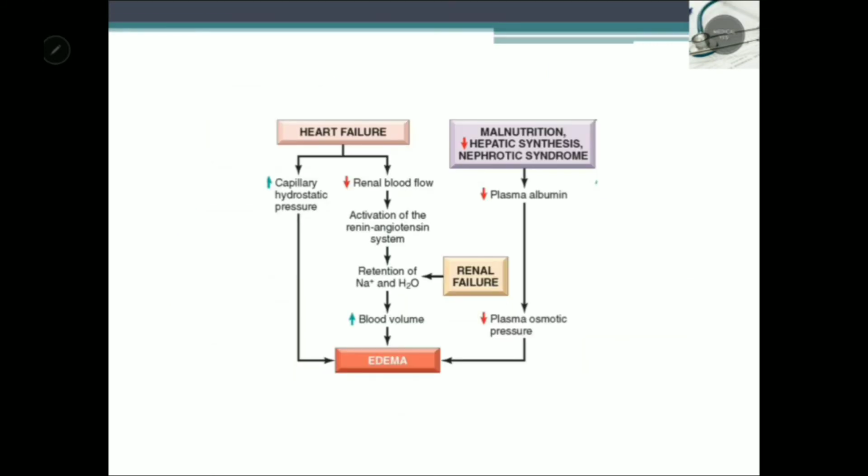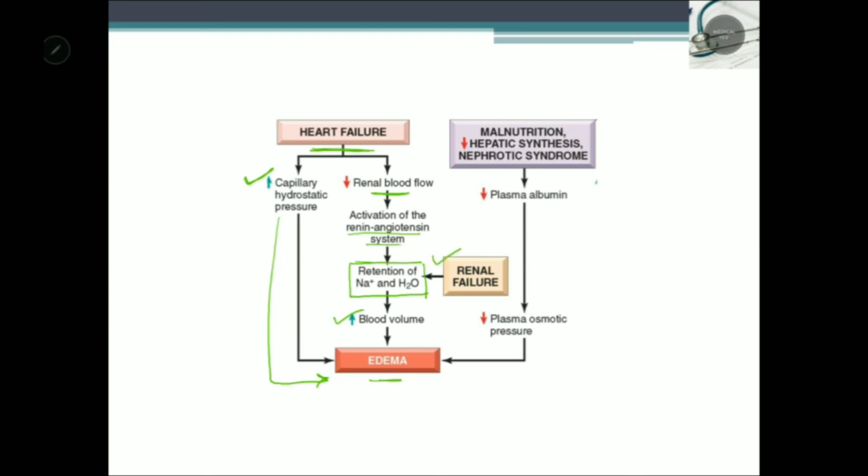So this is another picture from Robbins, and it summarizes whatever we have learned till now, what are the different conditions that can lead to edema. In case of heart failure, the heart is not able to pump out blood effectively, so it leads to increased capillary hydrostatic pressure, so the fluid moves out from the vessels, leads to edema. Also, because of heart failure, the kidneys do not get enough blood flow, which leads to the activation of the renin-angiotensin-aldosterone system. Aldosterone leads to retention of sodium and water in the body, which again increases the blood volume, causing edema.